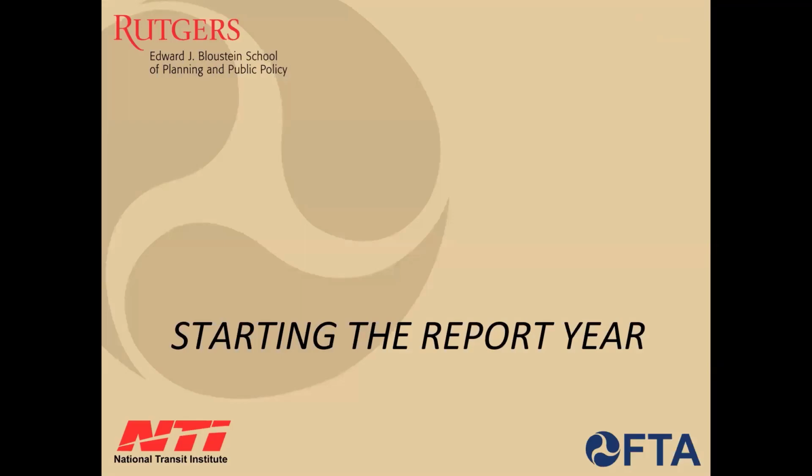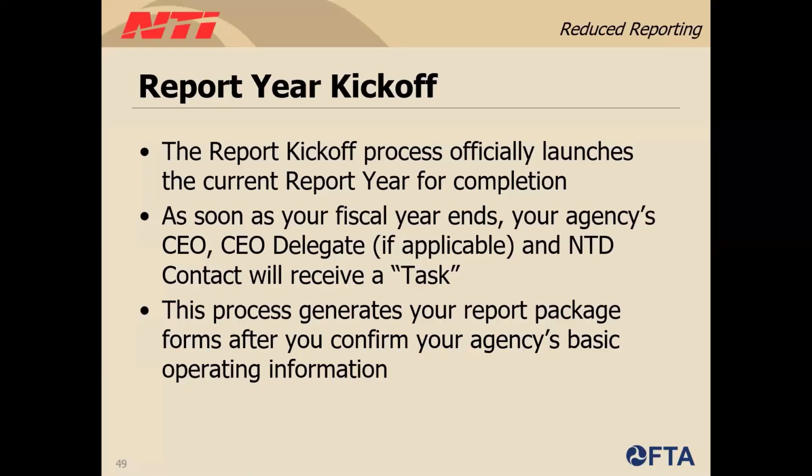Next, we will dive into starting the report year. The first step in completing the annual report is completing the report year kickoff. This process officially launches the current report year. After your fiscal year ends, your agency's CEO and NTD contact will receive a task in the system to complete the kickoff. This process will generate the report package for the year after you confirm your agency's information.